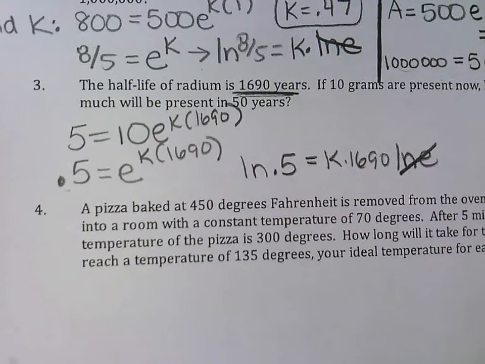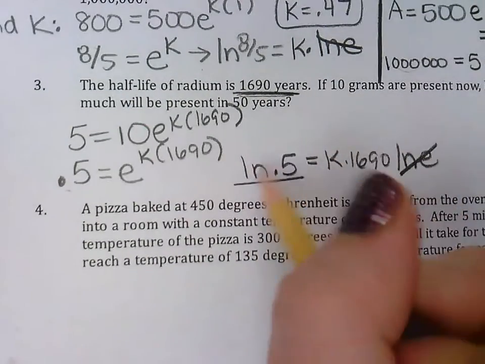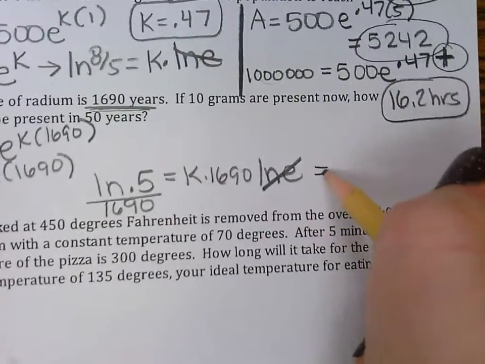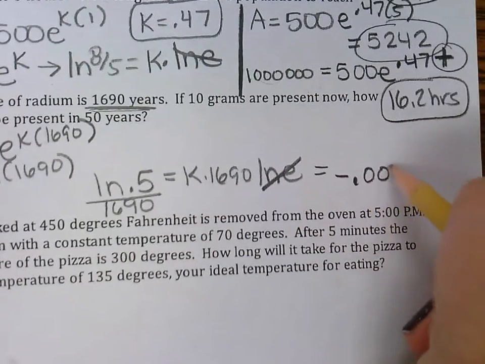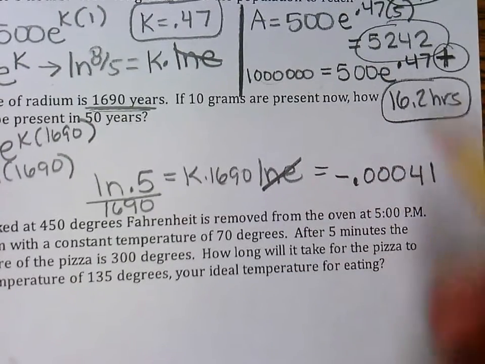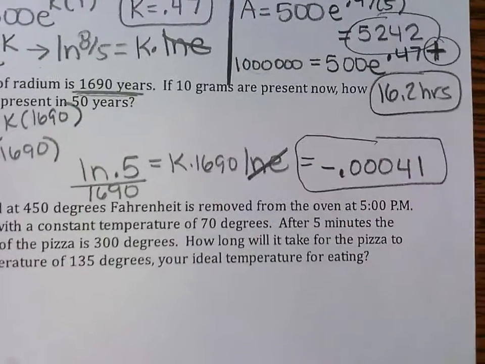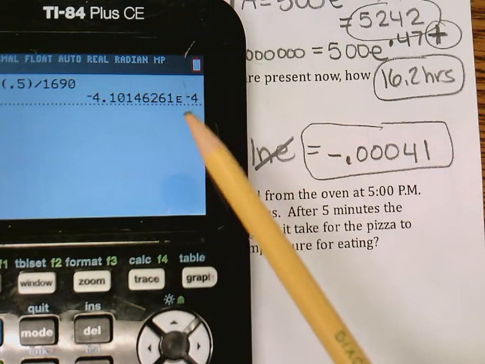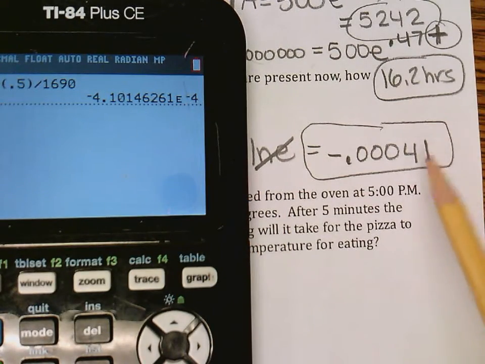Natural log of e is gone. You're just going to take the natural log of a half. Yep, it's going to be scientific notation. That means you add 4 decimal places to the left. Yep, negative 0.00041. This is what it looks like on the calculator: negative 4.1 e to the negative 4, which means 10 to the negative 4th power. You slide it 4 decimal places to the left.